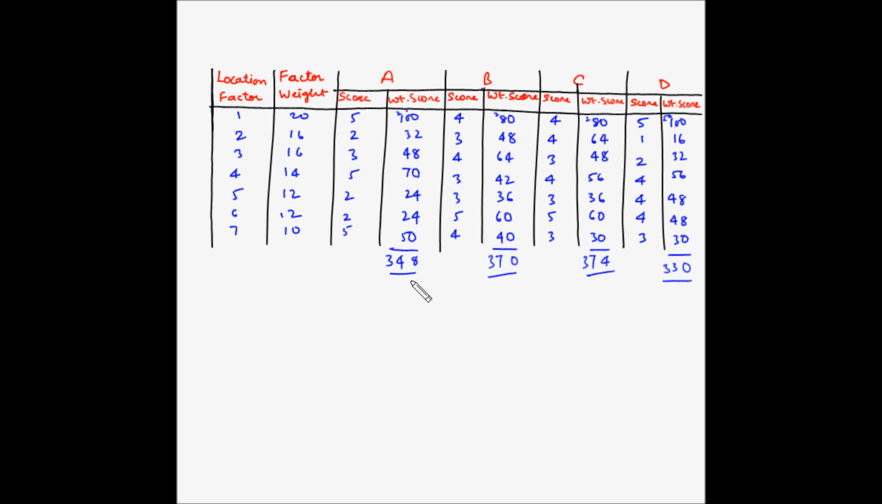So these are the weighted scores for each of the locations, and whichever location has the highest weighted score is the most favorable location. So here location C turns out to be the most favorable location, while B is also very close in terms of scores. So our recommendation would be that the company should open the facility at location C.